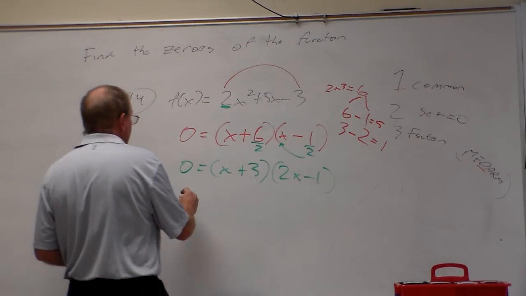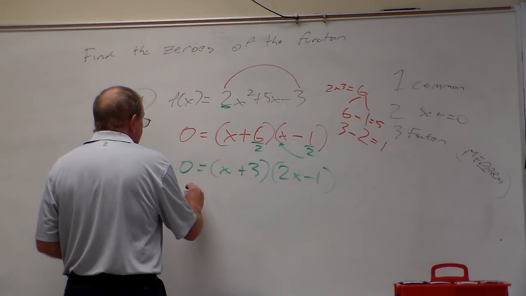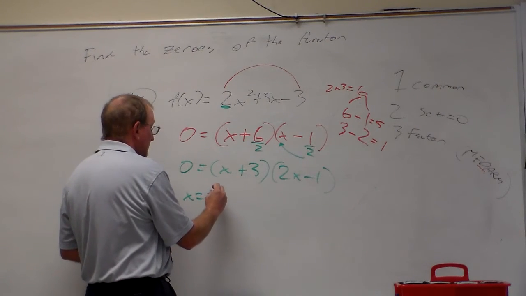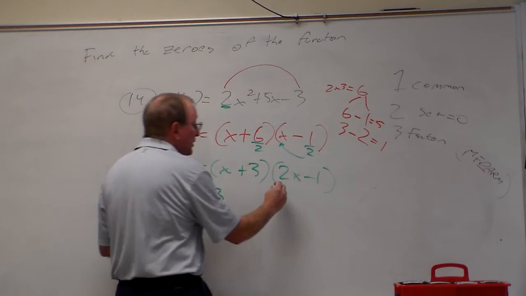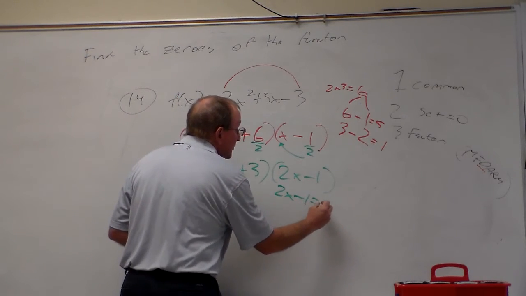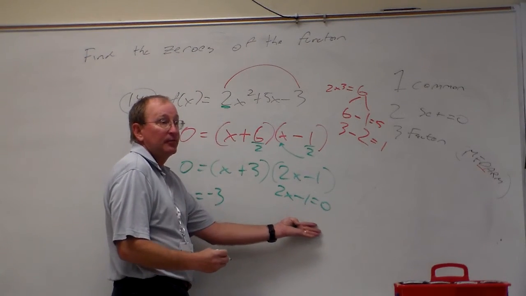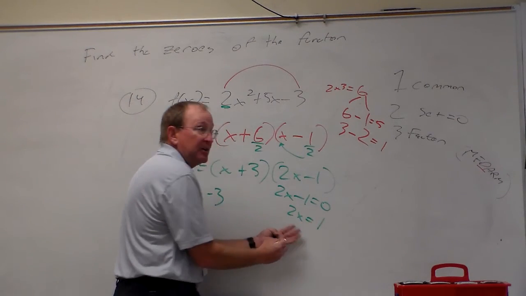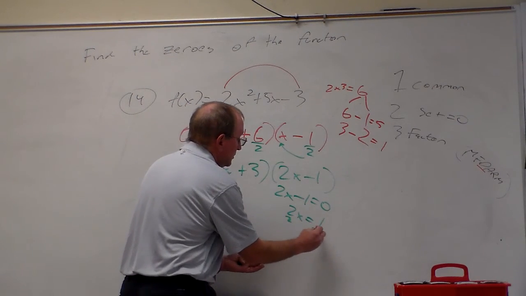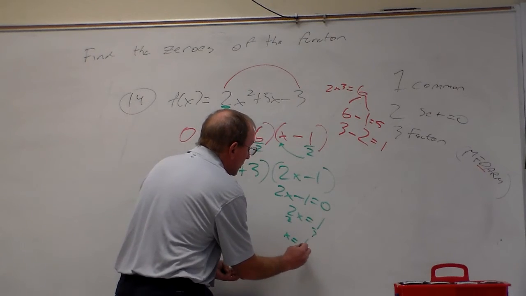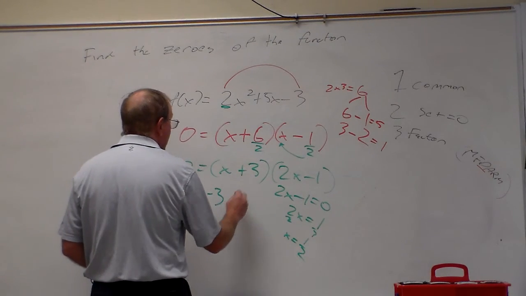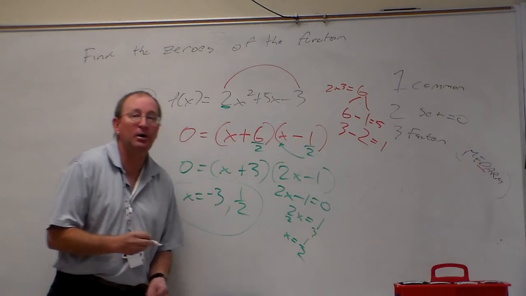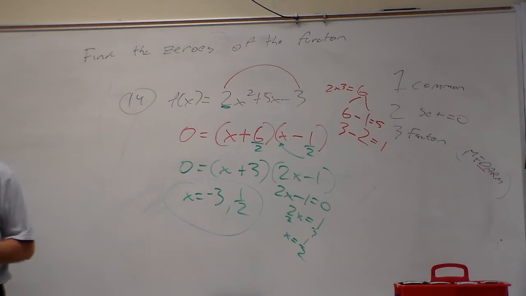Here's what I end up with. x will equal, not positive 3, but what? Negative 3. And this one, you have 2x minus 1 equals 0. How would you solve? You would add 1 to each side, right? And then divide by 2. x is not 1, but what? 1 over 2. 1/2. There are your answers. Negative 3 and 1/2. Okay?